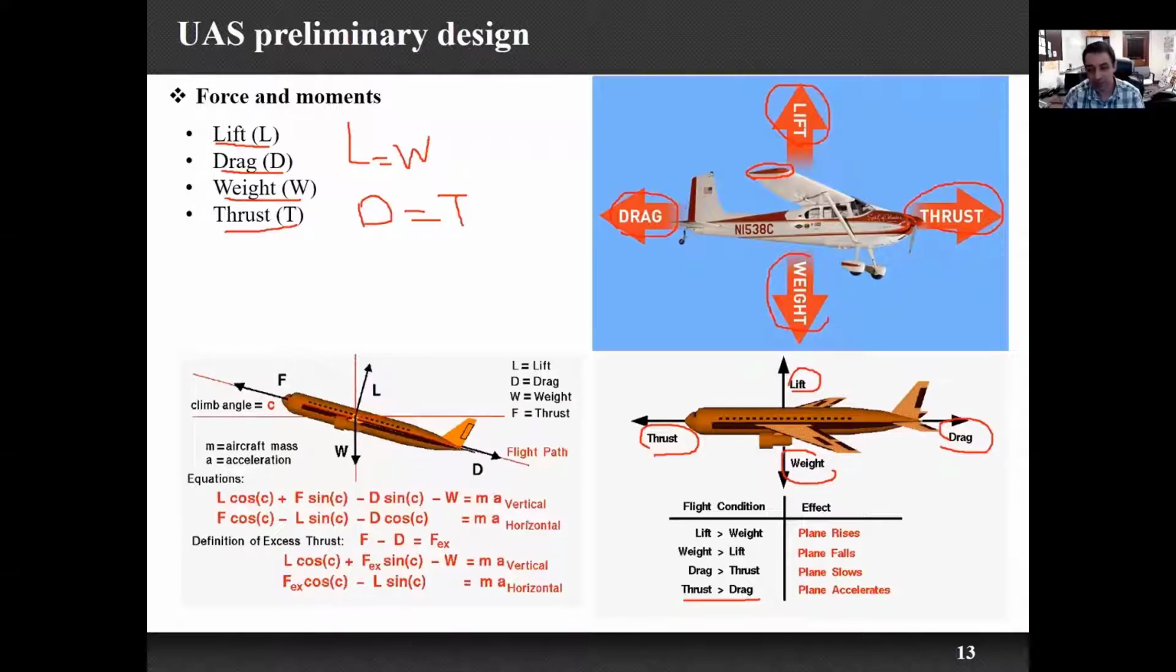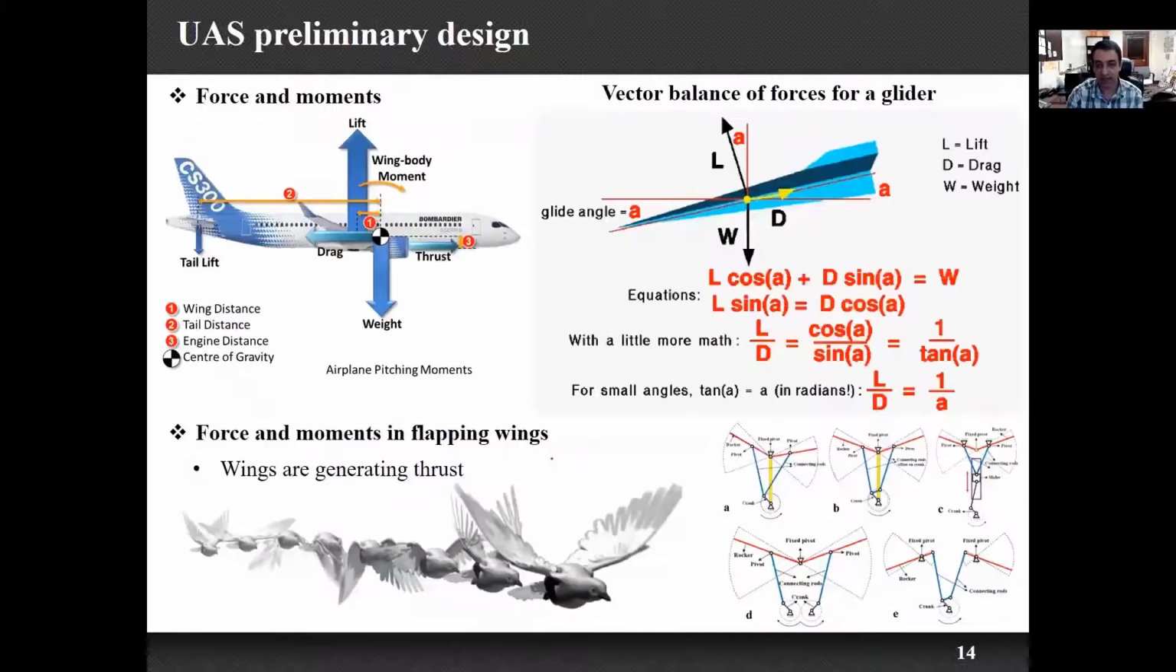This part is out of the scope of the course, and I'm trying to avoid as much as I can of the equations. I just want to show you the fundamental physics behind the design of this unmanned aerial system. So, forces and moments: in any airplane, we have lift, we have weight. The tail, since it has a surface area, is also generating lift. We have drag and we have the thrust.